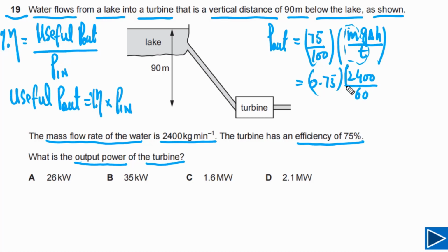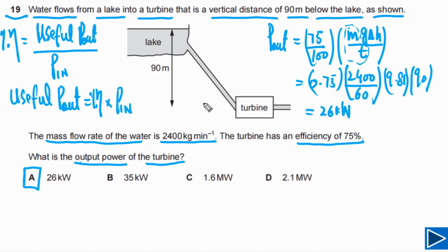It means 1 minute has 60 seconds. So this is m over T, and g is 9.81 and the height is 90 meters. If we solve this, our final answer should be 26 kilowatts. So this will be our final answer. For this question, the final answer is A.